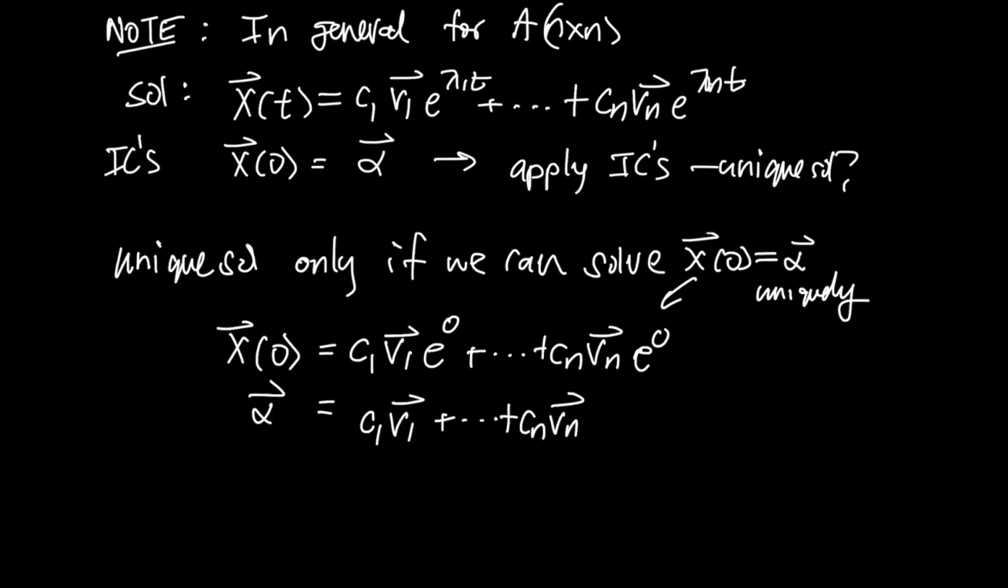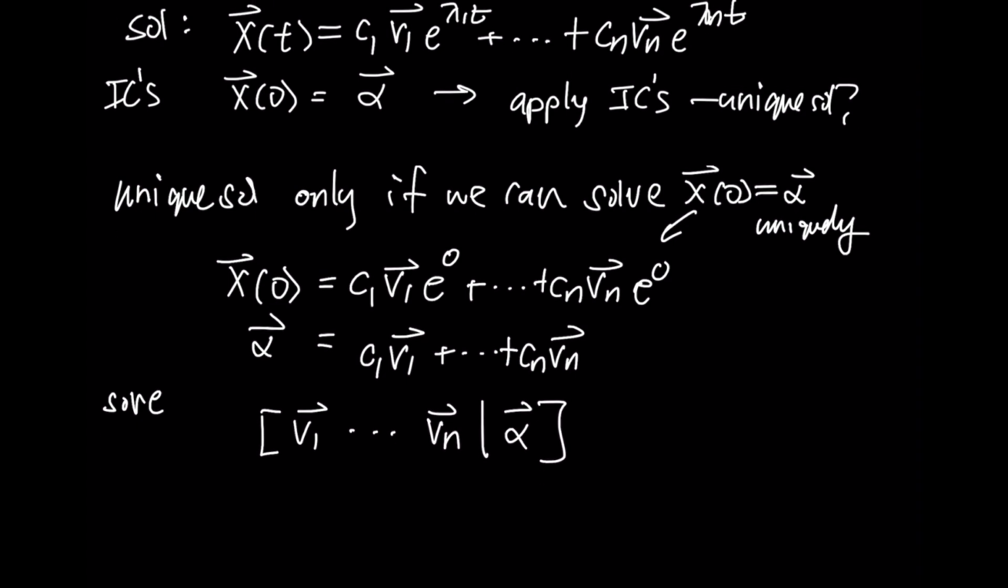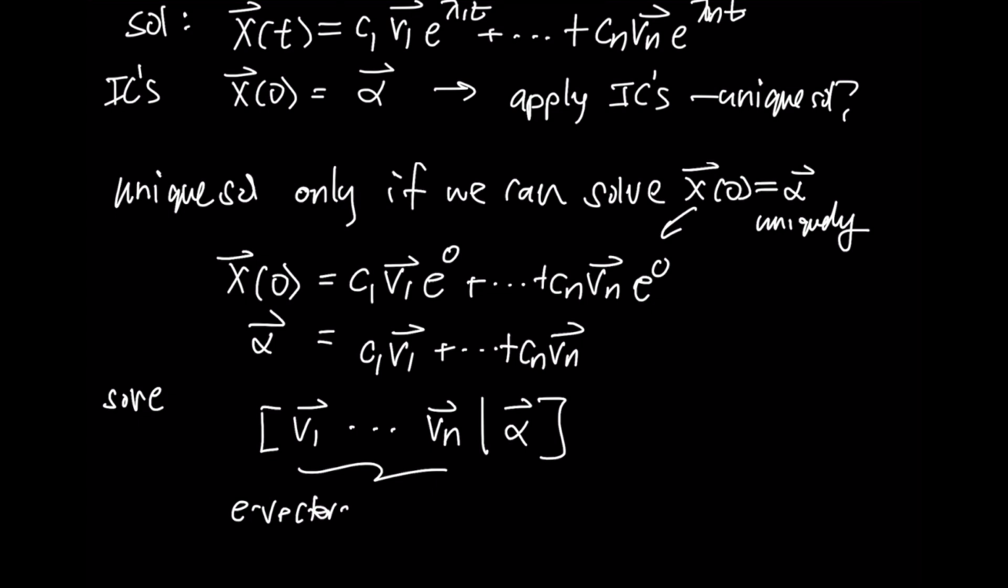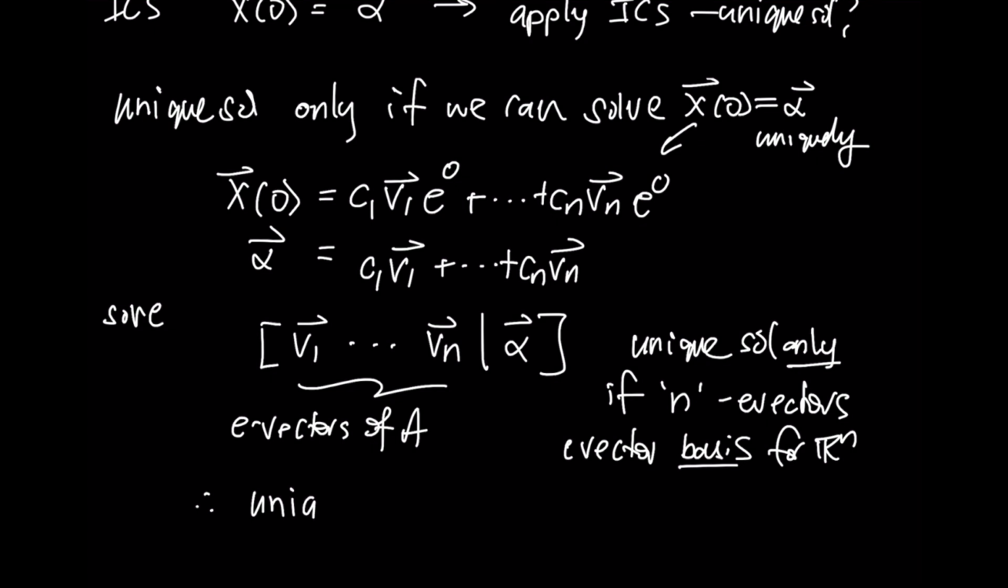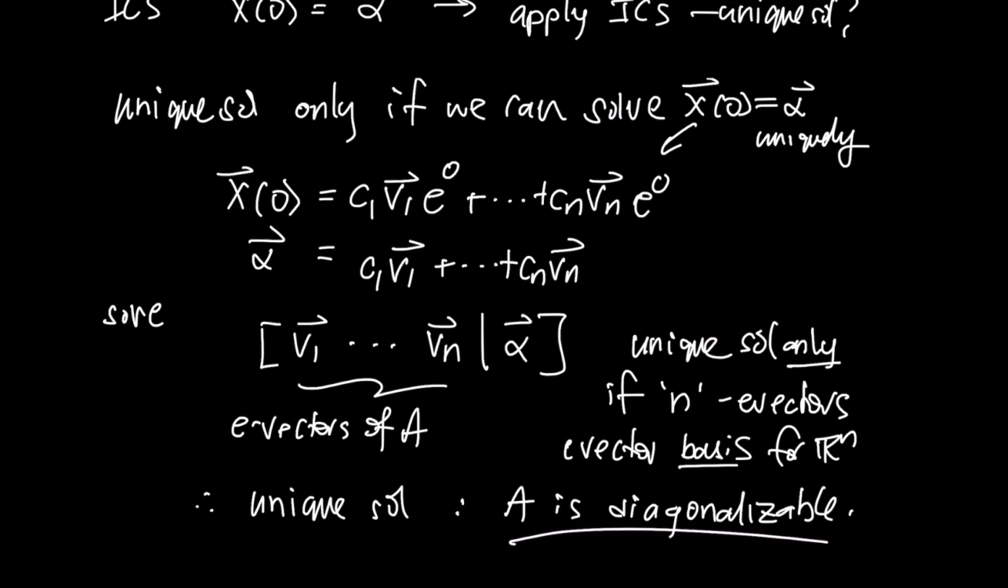Because these are eigenvectors of the matrix A, we will have a unique solution only if we have n eigenvectors. That means we have an eigenvector basis for R^n, which turns out that we will have a unique solution only when A is diagonalizable. That means it has a full set of eigenvalues and eigenvectors that will allow it to create a basis of eigenvectors for R^n. So when we are in the case of having a diagonalizable matrix, we are assured that we will be able to solve any system of first-order linear DEs this way.